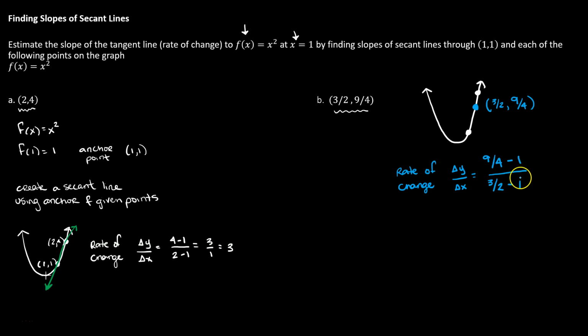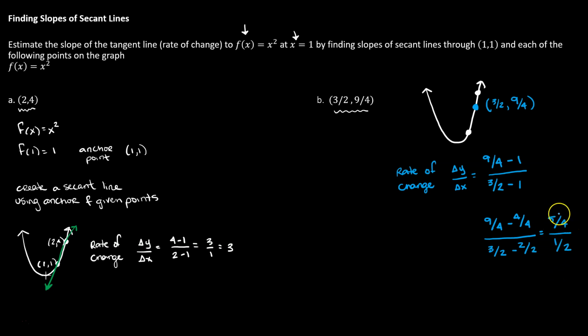If you want to use a calculator for this, go ahead. I am not here to judge you on your fraction phobias. But remember, if you want to subtract fractions by hand, you just need a common denominator. So 9/4 minus 1, that's the same thing as 9/4 minus 4/4. And then 3/2 minus 1, that's the same thing as 3/2 minus 2/2. I just converted my ones into fraction forms. 9/4 minus 4/4 leaves us with 5/4. 3/2 minus 2/2 leaves us with 1/2.